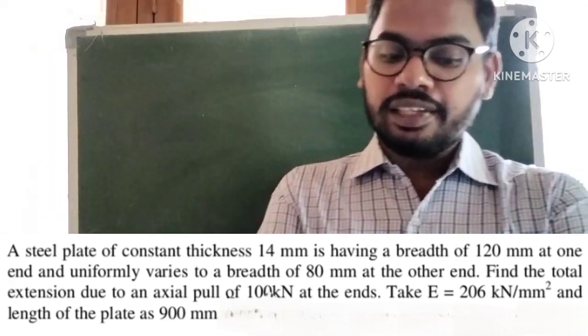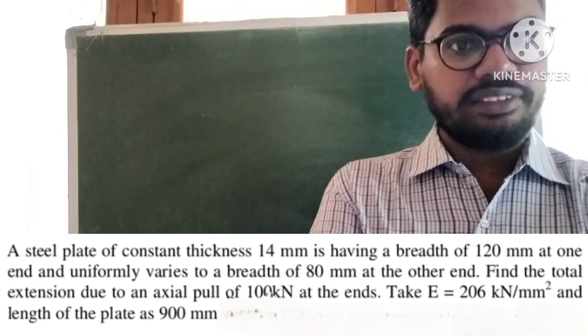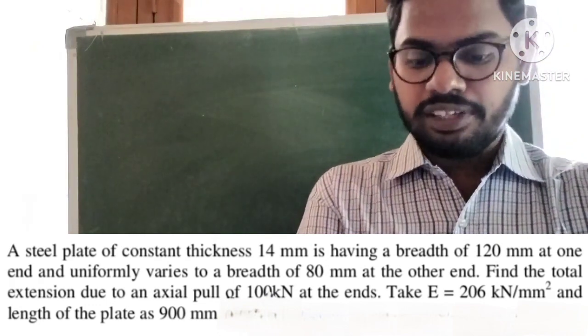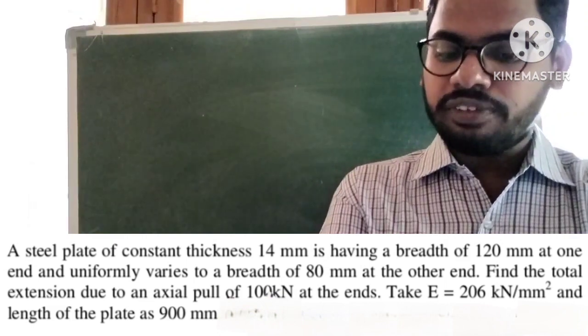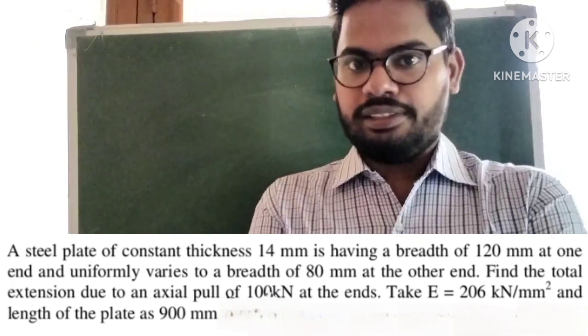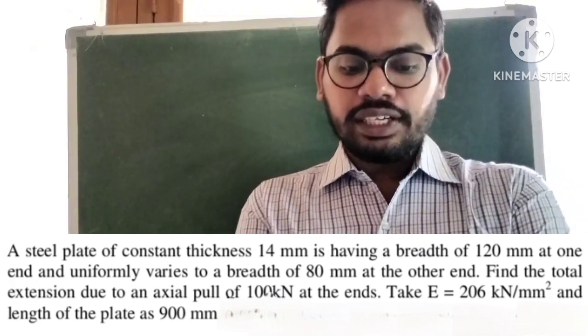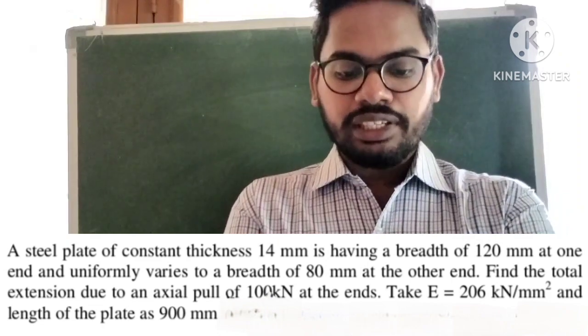Here is given a steel plate. So we can say it's a rectangular plate because here thickness is given. Thickness and breadths are given. Here breadth of 120 mm at one end and breadth of 80 mm at the other end. So it's a rectangular plate. Okay, so this rectangular plate is having a thickness of 14 mm.